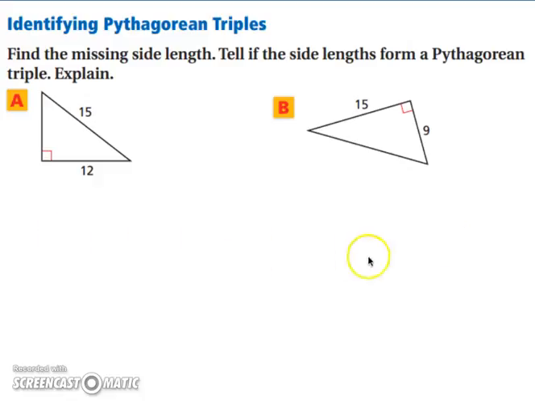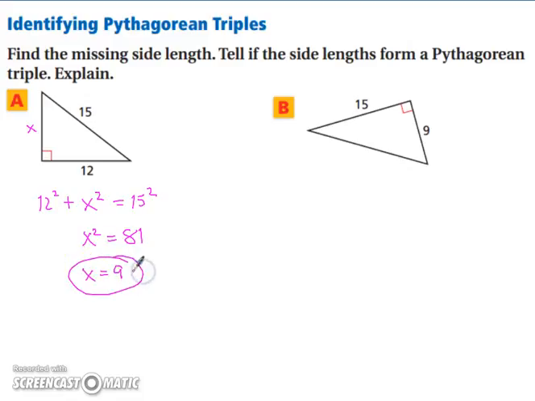So in this first one, we have 12 squared plus x squared, since we don't know what that is, equals our hypotenuse squared. When we simplify, we have 15 squared minus 12 squared, which will give us 81. So we have x squared equals 81. And then take the square root of both sides, so x equals 9. So therefore, yes, it is a Pythagorean triple. 12, 15, and 9 are all whole numbers.